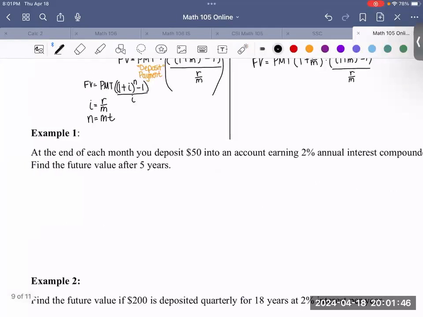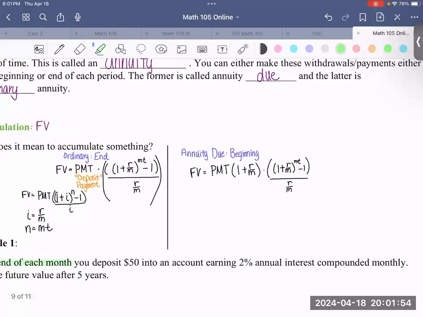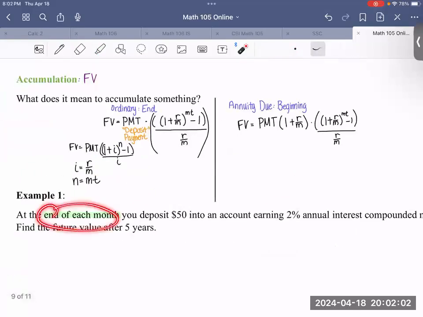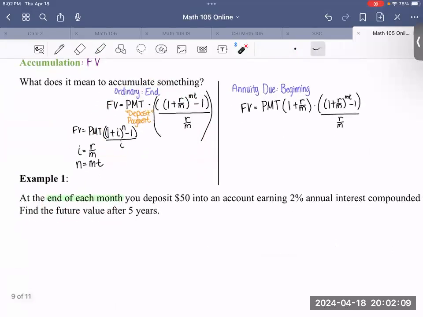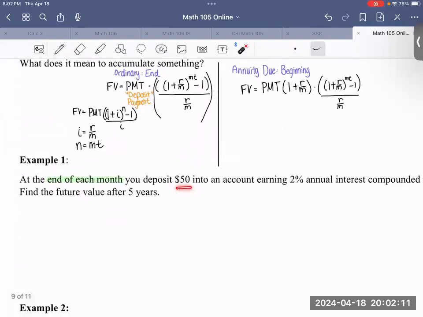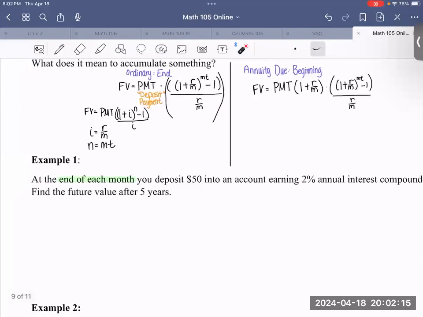All right, so that said, let's try example one. It says at the end of each month. Okay, so they've already told us some context. Are we ordinary or annuity due? Well, at the end, so we're working with this formula. So at the end of each month, you deposit $50 into an account, earning 2% annual interest compounded monthly.